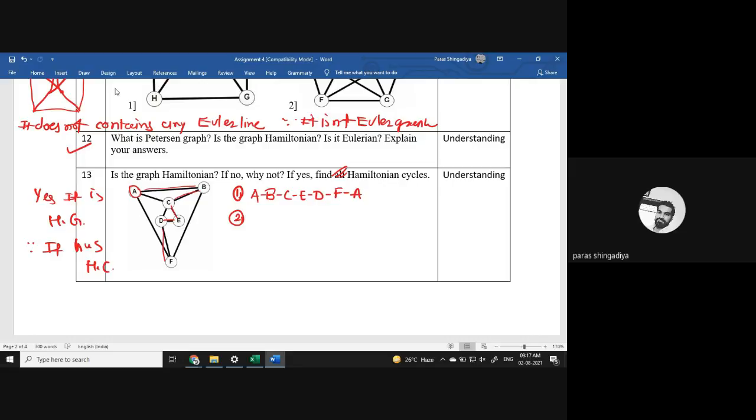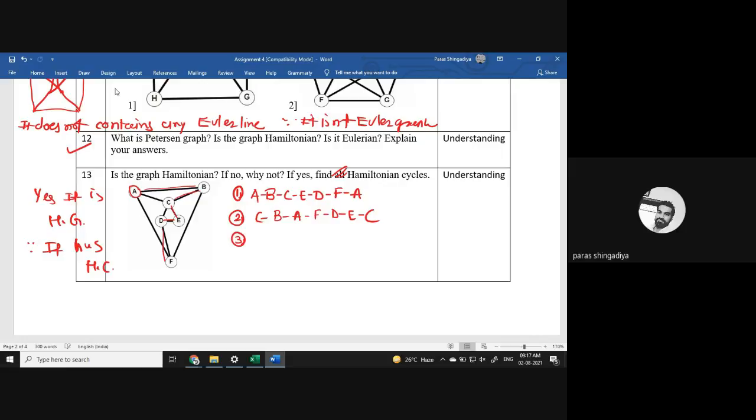Clear? So let's start with C. We start from C and move in any direction. You just find one circuit which covers every vertex exactly one time. So let's consider C to B, then A, then F, F to D, D to E, and E to C. That's it. That is also one of the Hamiltonian cycles.